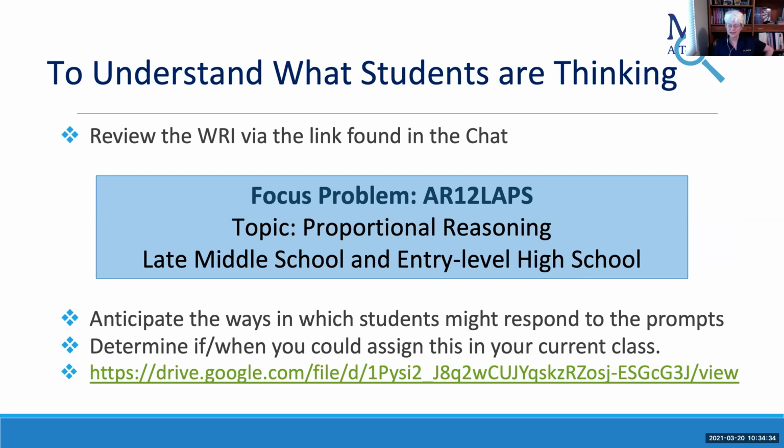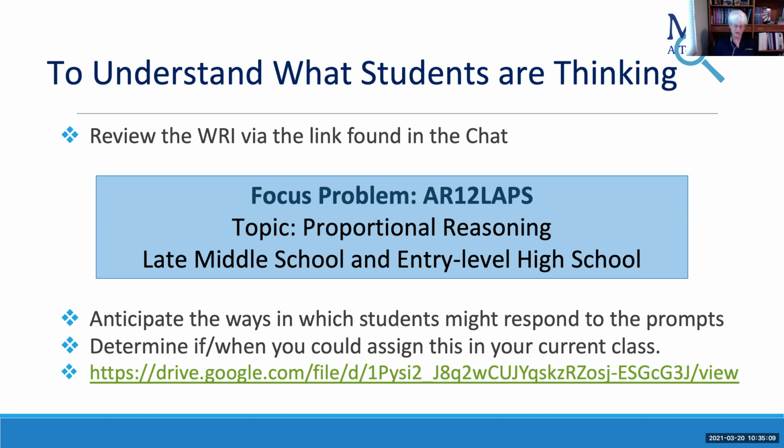We're going to look now at the problem AR12 lapse. The topic that it's categorized in is proportional reasoning. However, I would also add rational numbers because there's a lot of number operations in this problem itself. It's probably appropriate for middle school and entry-level high school who need work with proportional reasoning, perhaps, and fractions. So Julie's going to share the link to the item in the chat.